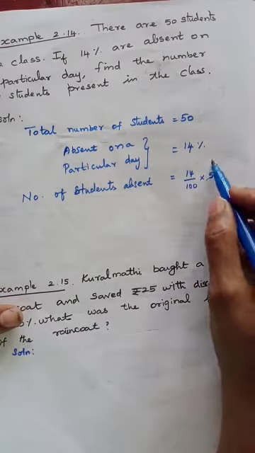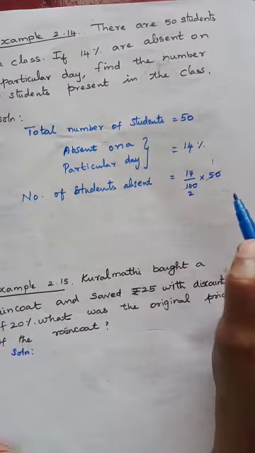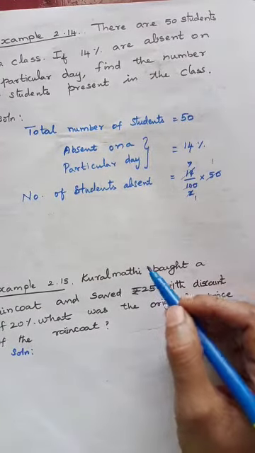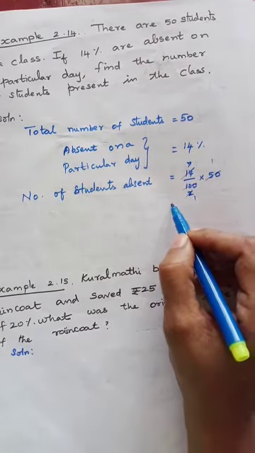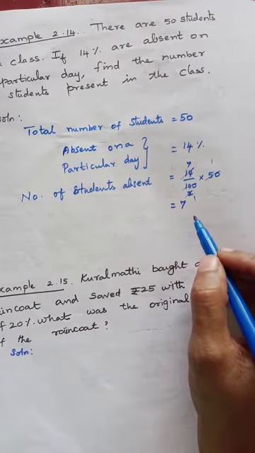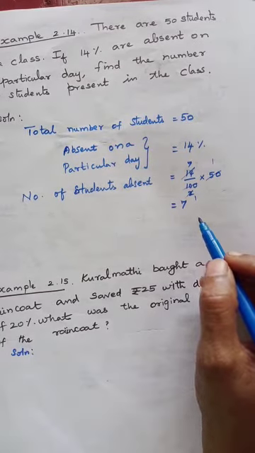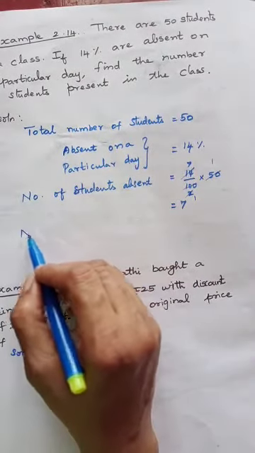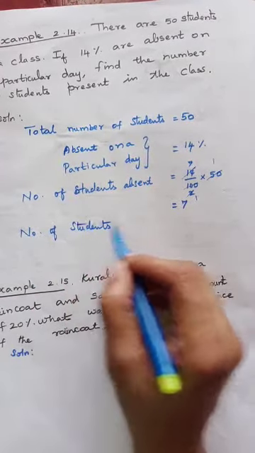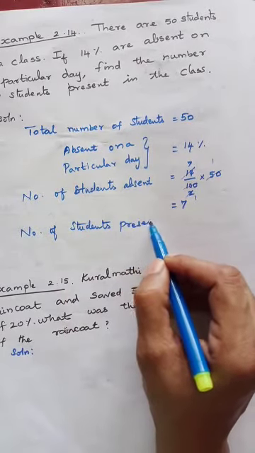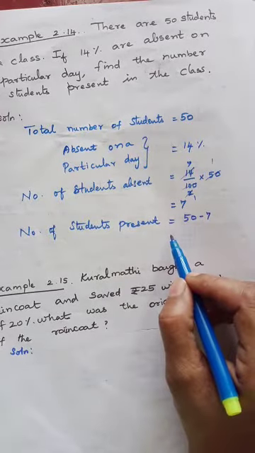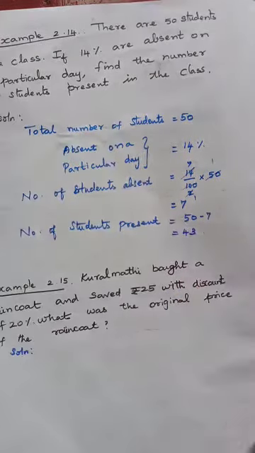Now 50 ones are 50, 50 twos are 100. Okay. Now 2 ones are 2, then 7 twos are 14. So 7 students were absent. Number of students absent is equal to 7. Now we have to calculate the number of students present. So number of students present is equal to 50 minus 7 is equal to 43.